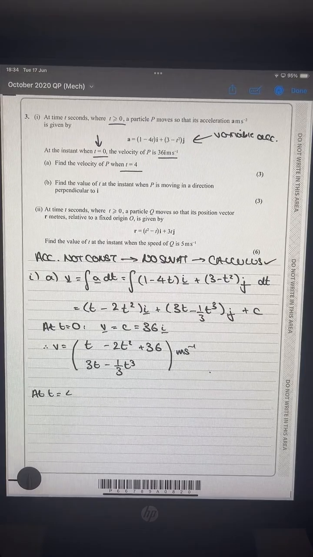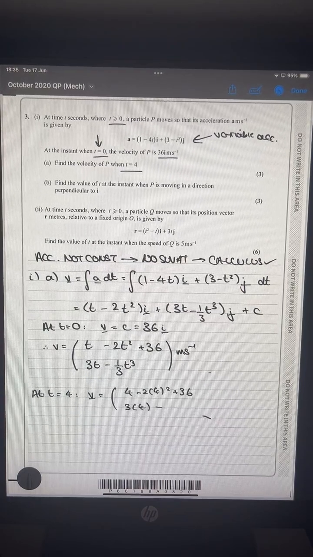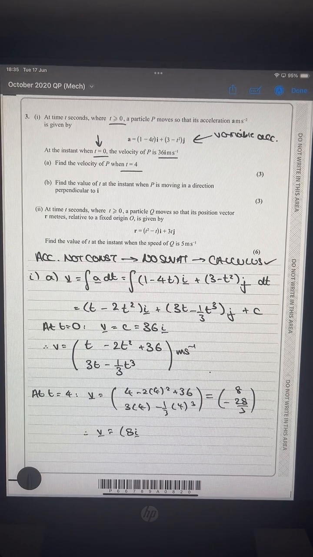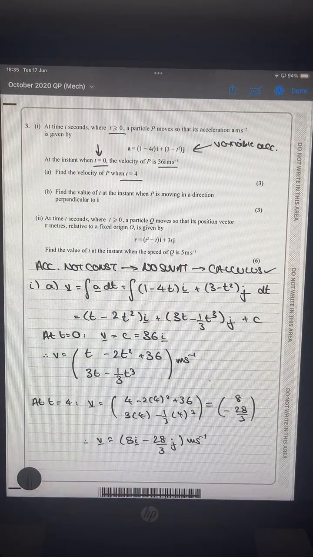At t equals 4, v is going to be equal to 4 minus 2 times 4 squared plus 36, and 3 times 4 minus 1/3 of 4 cubed, and that is going to be equal to 8 and negative 28 over 3. And like I said, I like to give it in the way they've set it out in the question, so here's i and j notation. So that's 8i minus 28 over 3 j meters per second. And that's how you do part A. Does that make sense, everyone?